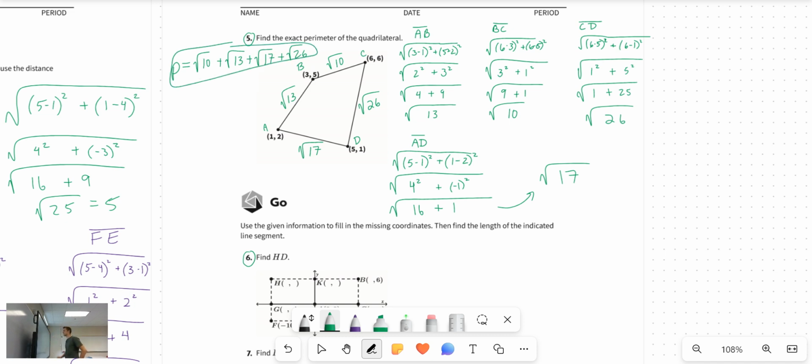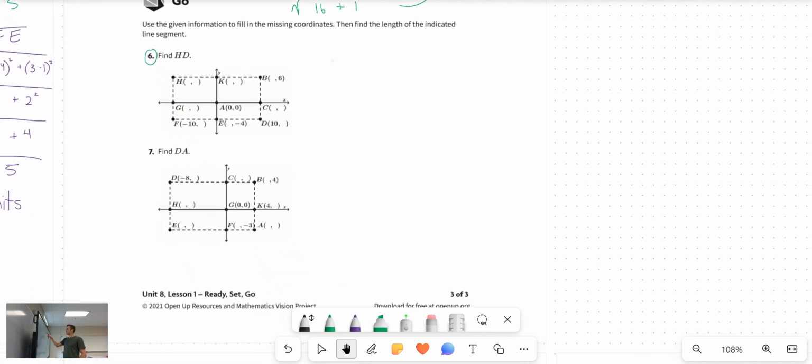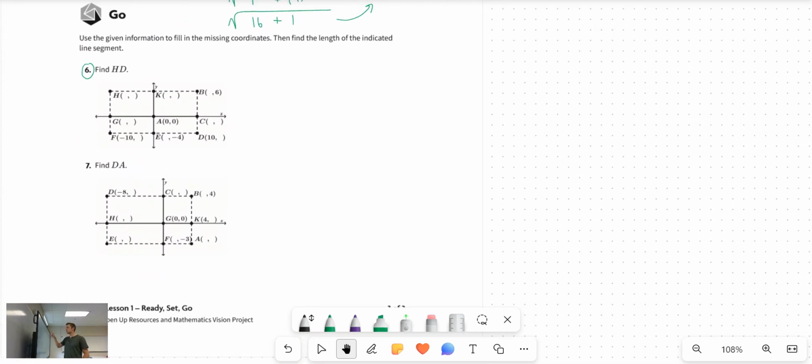That is the perimeter. All right. And finally, we are on the last problem. We're just doing one of these. So use the given information to fill in the missing coordinates, then find the length of the indicated line segment.